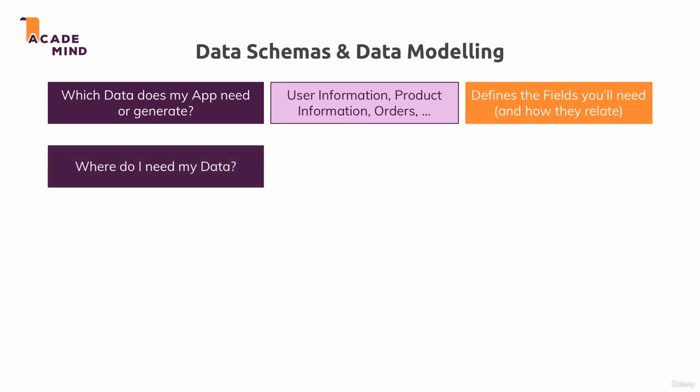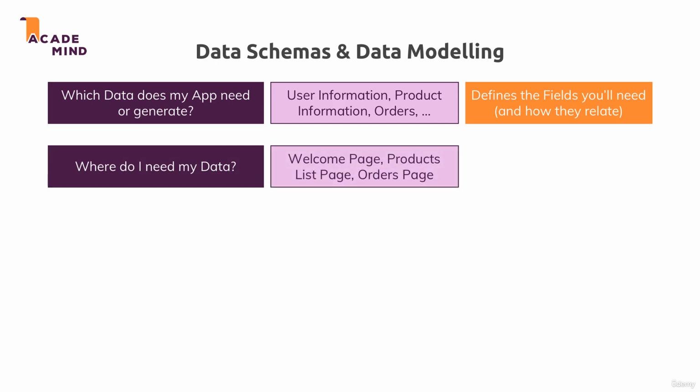You then also have to think about, where do I need my data? So for example, if you're building a website, do I need it on the welcome page, on the products list page, on the orders page? And which kind of data do I need on all these pages? Because the idea with MongoDB is that you store your data in the format you need it in your application. And if you need the same data in different formats, you want to find a good structure that covers all these use cases, or if absolutely necessary, you could even split it into multiple collections.